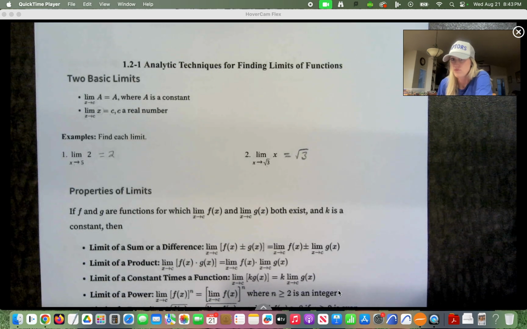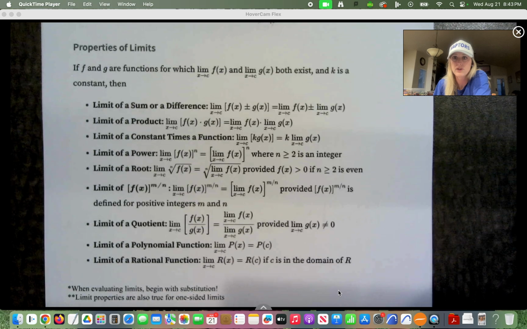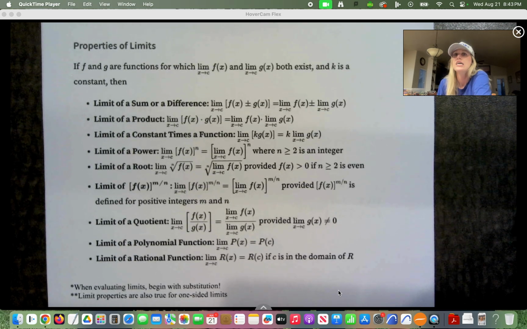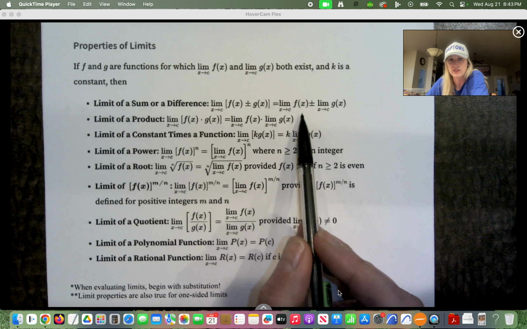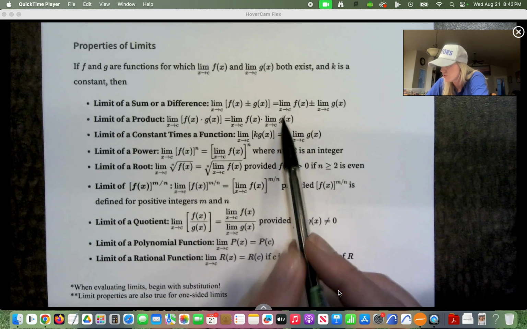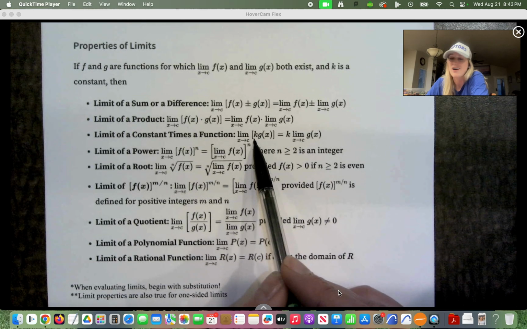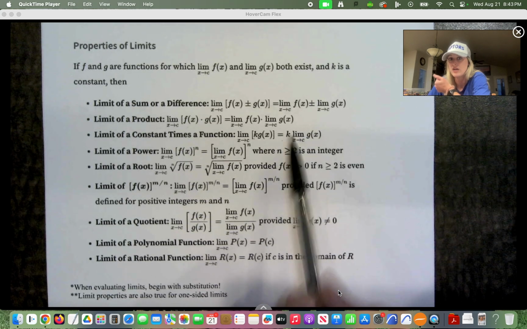Here are some properties of limits. These are in your book. I just summarized them in one place. Basically, this is saying if we have two different functions and we add or subtract them, that's the same as adding and subtracting the limits. When we multiply them, the same is true. If I multiply a limit by a constant, a number, that's what k is, it's the same as the constant times the limit of that function.